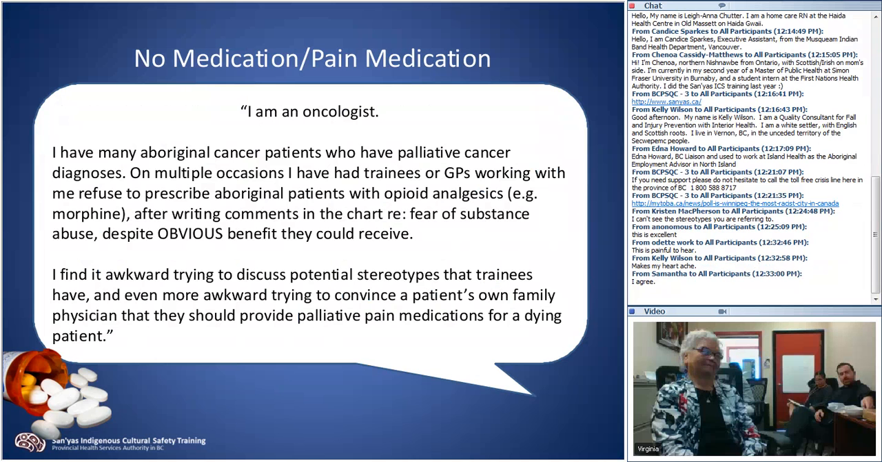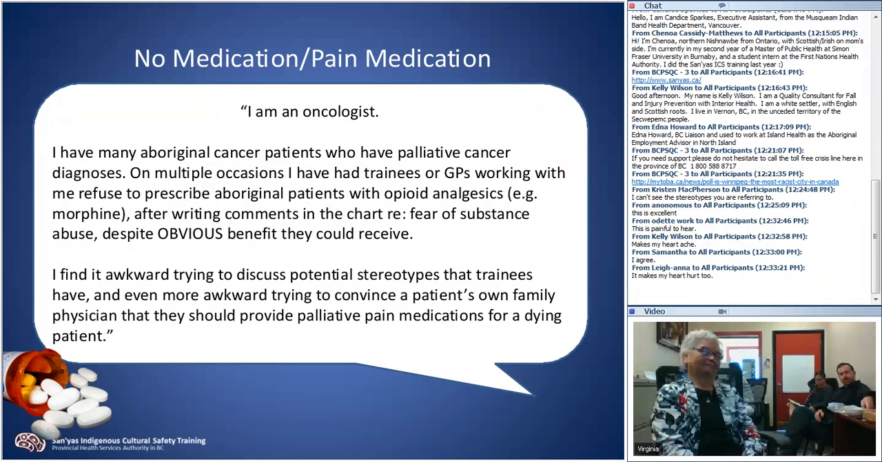I'll read this quote. I'm an oncologist. I have many Aboriginal cancer patients who have palliative cancer diagnosis. On multiple occasions, I have had trainees or GPs working with me refuse to prescribe Aboriginal patients with opioid analgesics, for example, morphine, after writing comments in the chart regarding fear of substance abuse despite obvious benefits they could receive. I find it awkward trying to discuss potential stereotypes that trainees have, and even more awkward trying to convince the patient's own family physician that they should provide palliative pain medication for a dying patient.